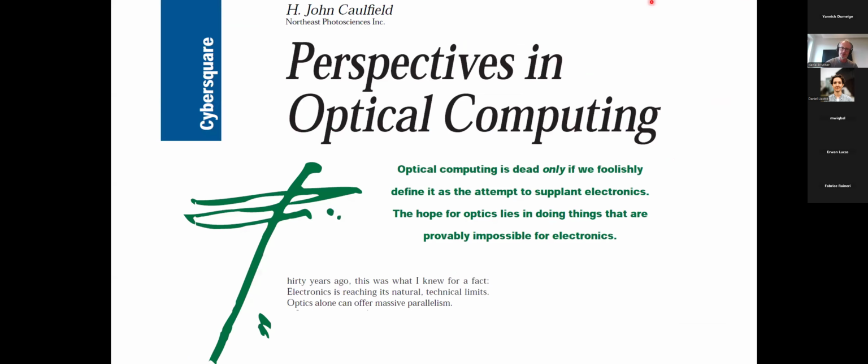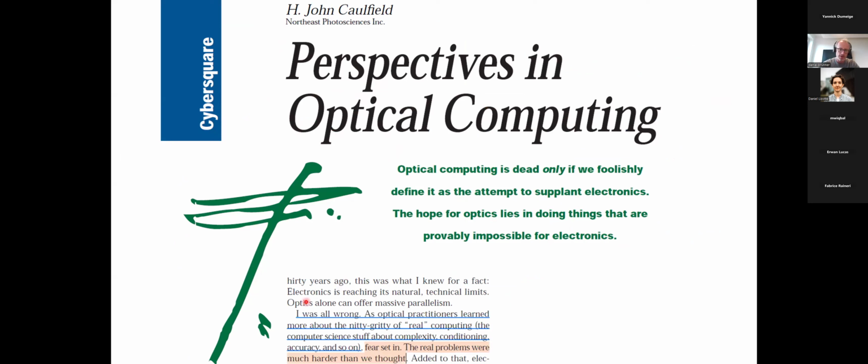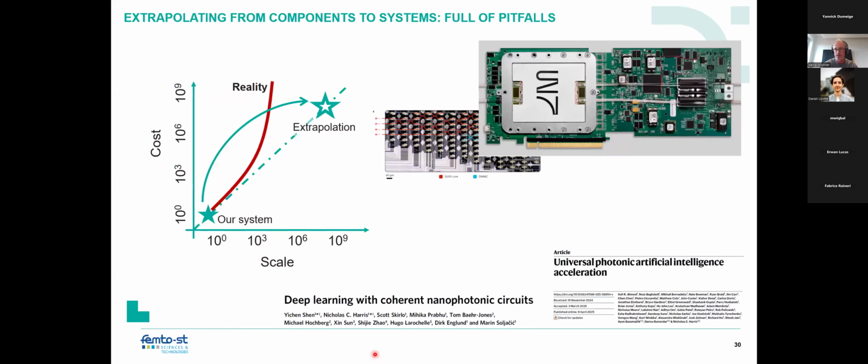And if you're interested in a real-world illustration of how difficult it is to beat NVIDIA at the game, or digital computers at the game, I recommend this article by a pioneer of optical computing. I think it's from 2012 or 2015, where he says, 30 years ago, this was what I knew for a fact: electronics reaches natural limits, optics alone can offer massive parallelism. I was all wrong, because computing is much more difficult, as you can see in this image.